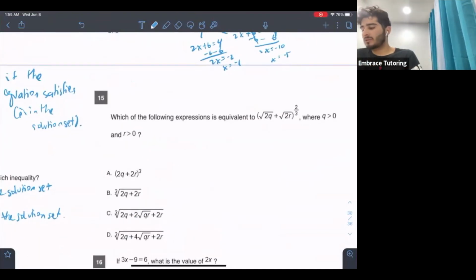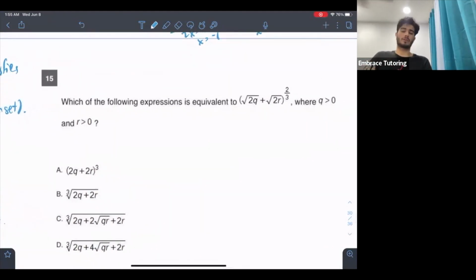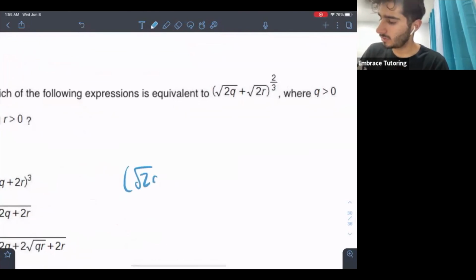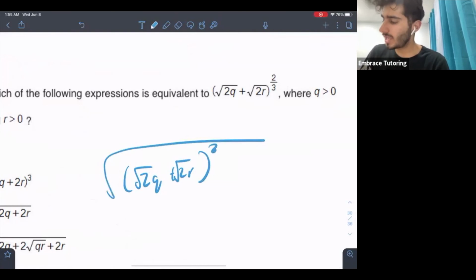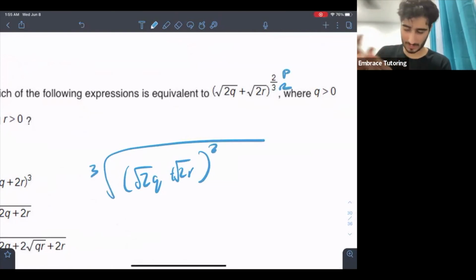Which of the following expressions is equivalent to radical 2q plus radical 2r raised to 2 over 3, where q is greater than 0 and r is greater than 0? So one way I would suggest doing this problem is having 2q plus 2r, squaring it, and then cubing it. That's one way, because you can do power over root, where you obey the power and then take the root of everything.